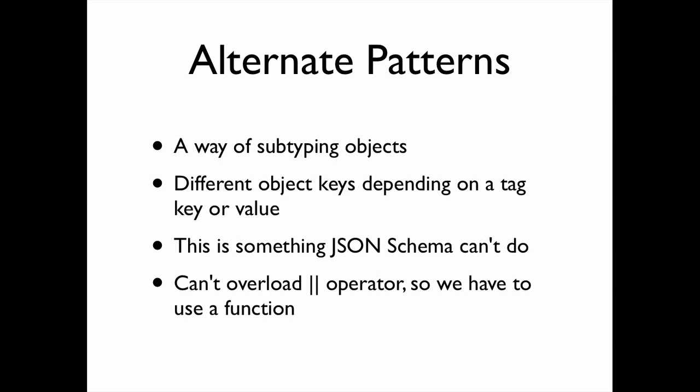Now I talked about alternate patterns, a way of treating JSON structures like different subtypes, depending on a tag key or a tag value. That's something JSON schema can't do, and I would love to implement alternate patterns using pipes, but you can't overload that in Ruby. Thanks to Marcus Roberts and his patch to provide this functionality.